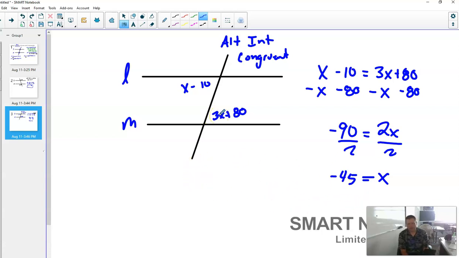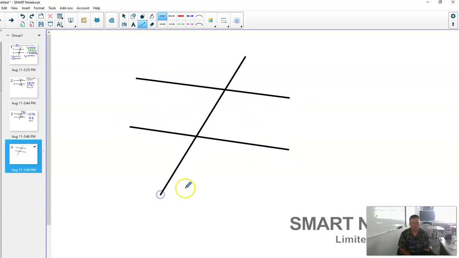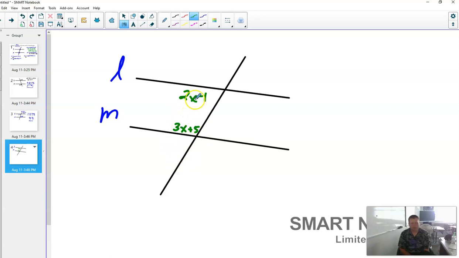Okay, let's do another one of those. Again, I'm just throwing values out here. We want to make L and M parallel. So let's go with this value that is 2x minus 1, and let's say we've got this one, which is 3x plus 5. Again, I want to know what x needs to be to guarantee L and M are parallel.